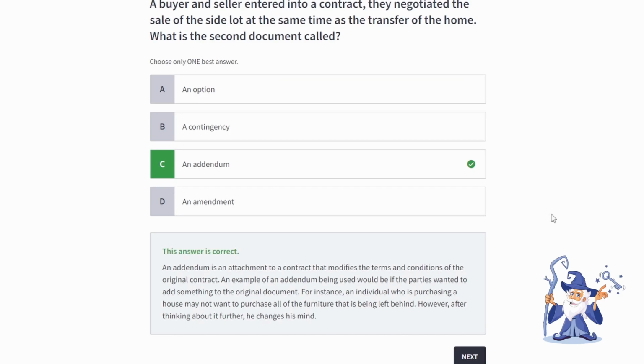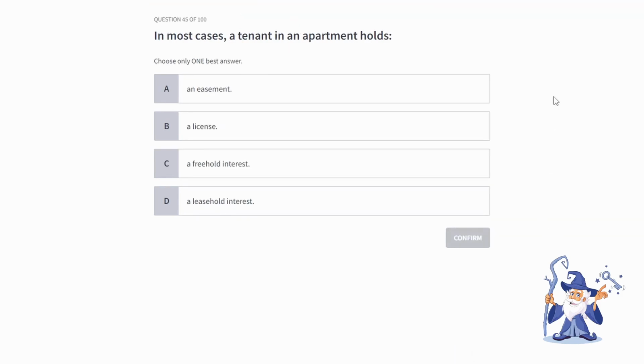An example of an addendum being used would be if parties wanted to add something to the original document. For instance, an individual who is purchasing a house maybe doesn't want to purchase all the furniture that is being left behind. However, thinking about it further, they change their mind, so they would have an addendum. Makes sense? Alrighty, next one.